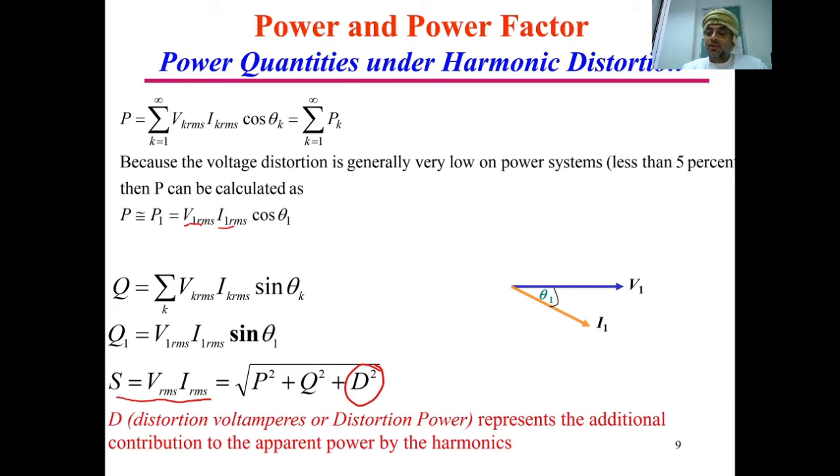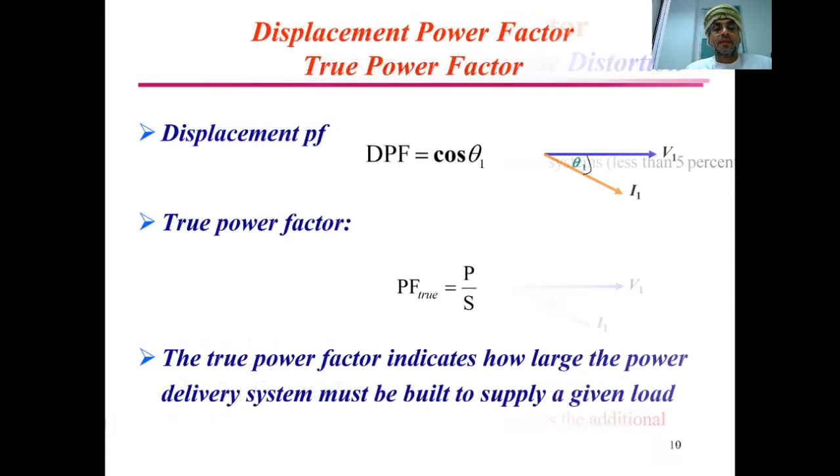Since this harmonic comes from a source, your main source will consist of fundamental and harmonic. That's why S will contain that additional term, which is called distortion power. If we like to calculate what we call the displacement power factor, it is the angle between the fundamental component of the voltage and the current, between V1 root mean square and I1 root mean square, so that will be cosine theta 1.